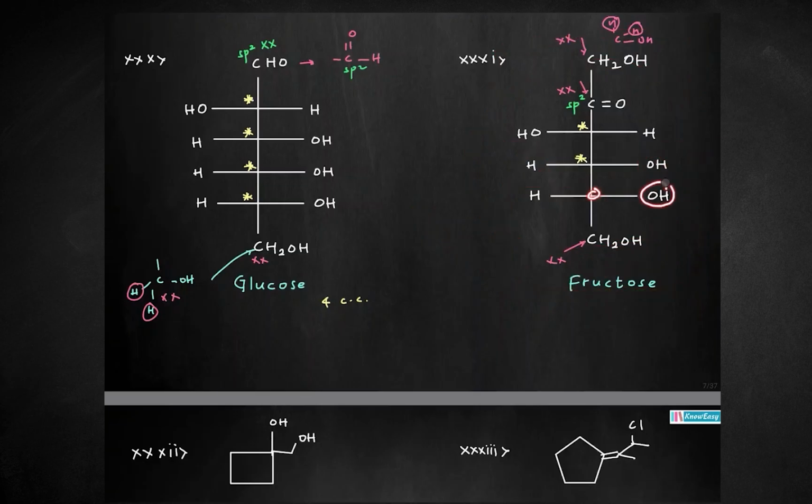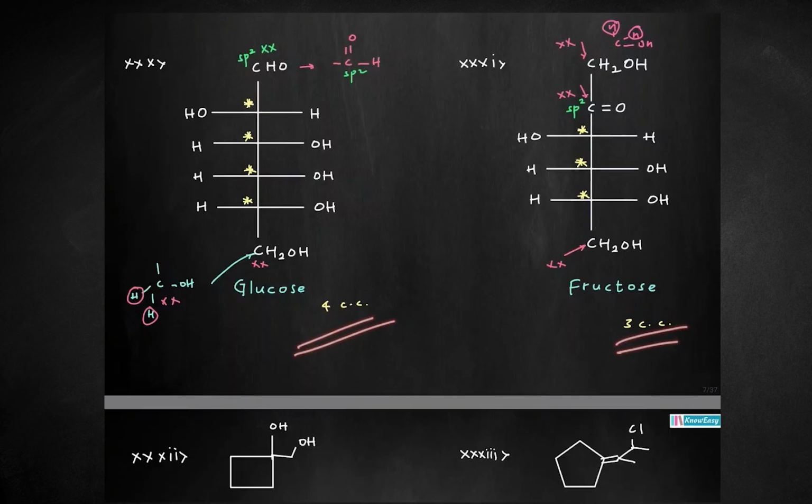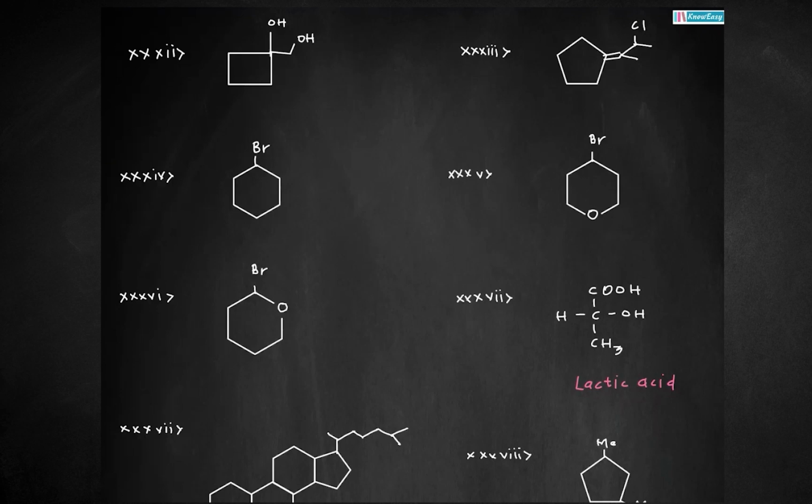Next, OH, H, this part and this part, all 4 are different. Then this is again a chiral center. I hope now this is very clear to you. So number of chiral centers in the glucose are 4, but in the fructose there are 3 chiral centers, sorry. Okay. Now we have solved plenty of questions. Now please pause the video and solve all these 6 questions out here.